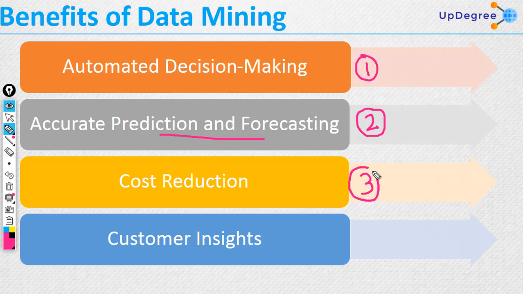Next one is a very important one, that is known as cost reduction. So this is my point number 3, cost reduction. In case of cost reduction, data mining allows for more efficient use and allocation of resources. So organizations can plan and make automated decisions with accurate forecasts, and that will result in maximum cost reduction.